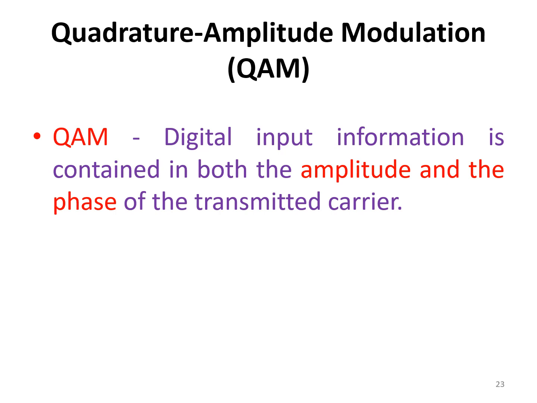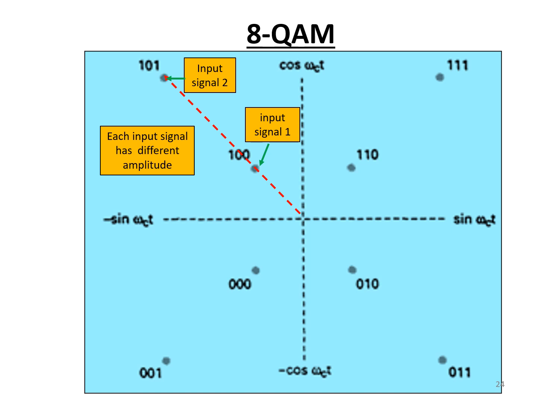For quadrature amplitude modulation, the digital input information is contained in the amplitude and the phase of the transmitted carrier. This figure shows a constellation diagram for 8 QAM. Notice that each output phase represents 2 different binary input signals. However, these 2 input signals have different amplitudes.